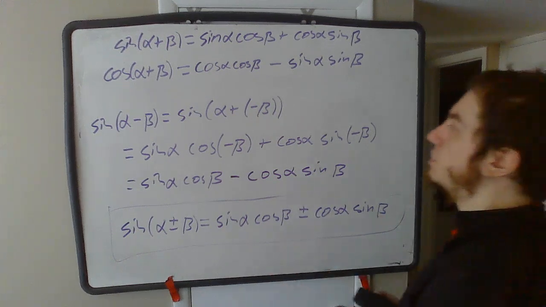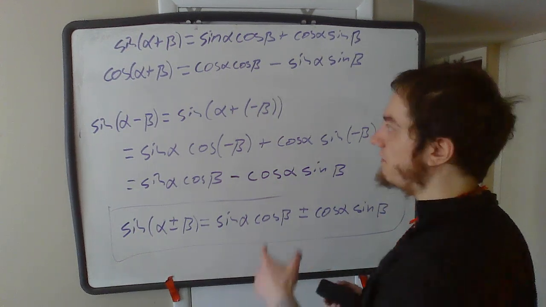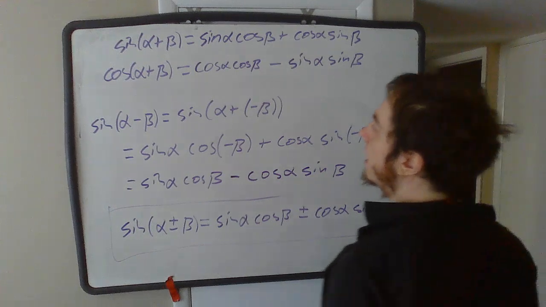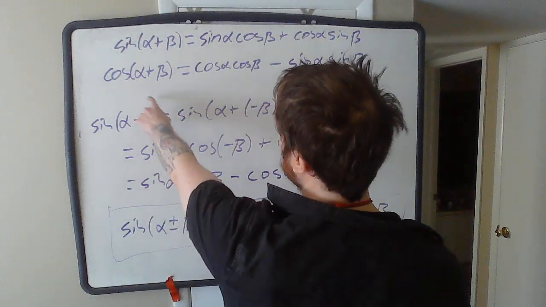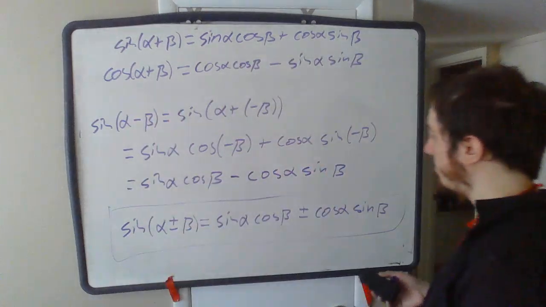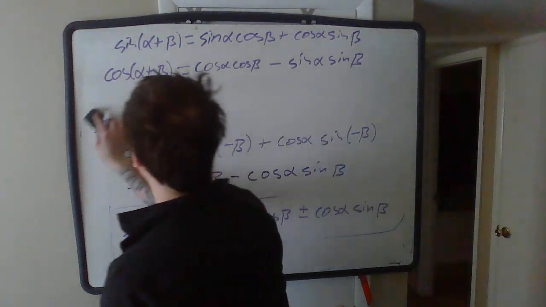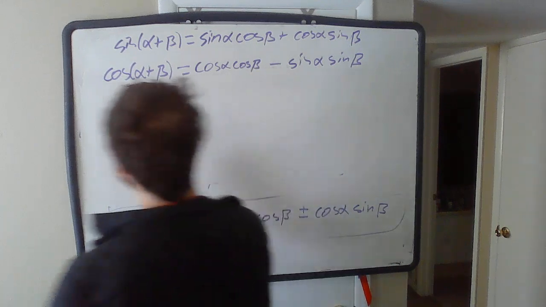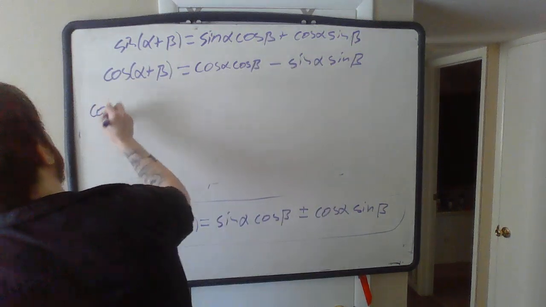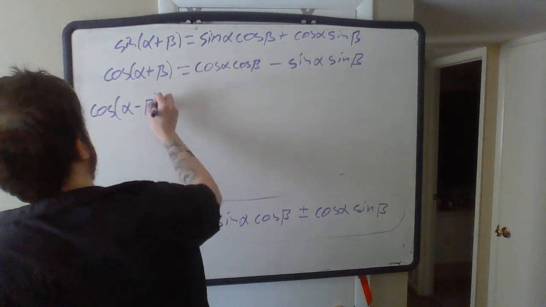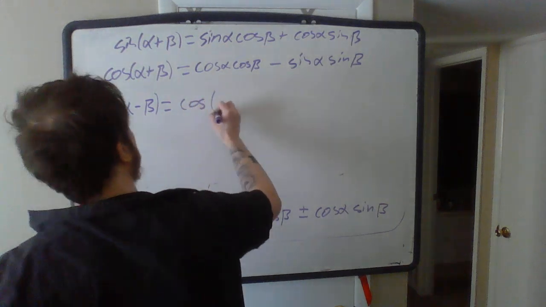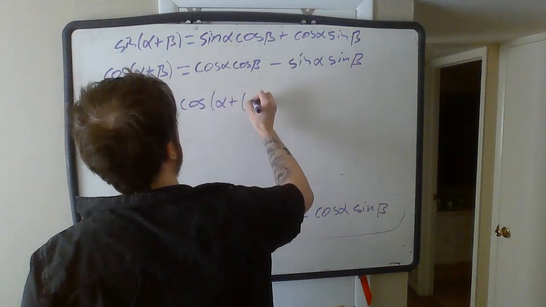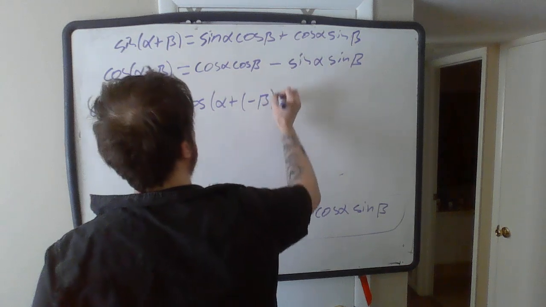Before we go on to talking about another way of establishing this stuff, I want to, for a moment, look at what we can say about the cosine of alpha minus beta, because we already know the cosine of alpha plus beta. So what if I wanted to do the cosine of alpha minus beta? Well, using the same kind of reasoning, this would be cosine of alpha plus negative beta.